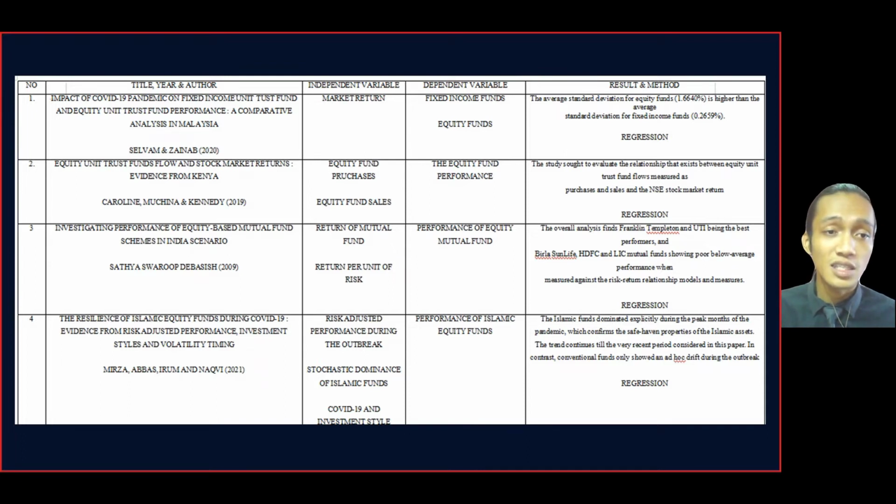The next title for my literature review is Equity Unit Trust Funds Flow and Stock Market Returns: Evidence from Kenya, written by Caroline, Muchina, and Kennedy in 2019. The independent variables in this study are equity fund purchases and equity fund sales, and the dependent variable is the equity fund performance.